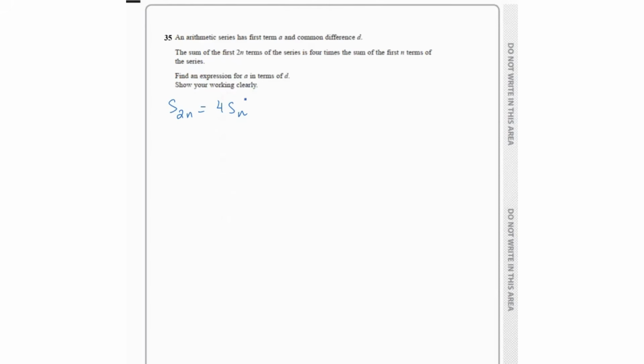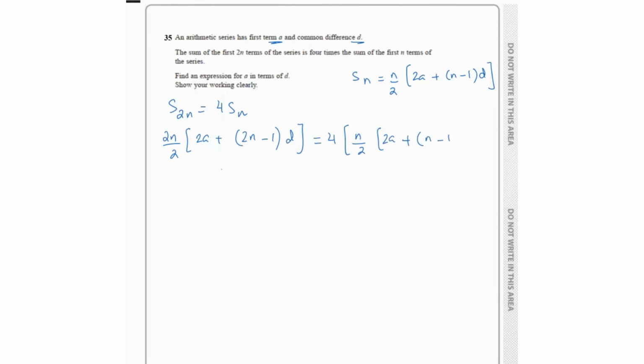So for the sum equation, which is also given in the formula sheet if I'm not wrong, it's n over 2 times 2a plus n minus 1 times d. This is your sum formula. So first term is a and common difference is d, and n is n. So we replace n with 2n for the first part. That's 2n over 2 times 2a plus 2n minus 1 times d. Then 4 brackets n over 2 times 2a plus n minus 1 times d.